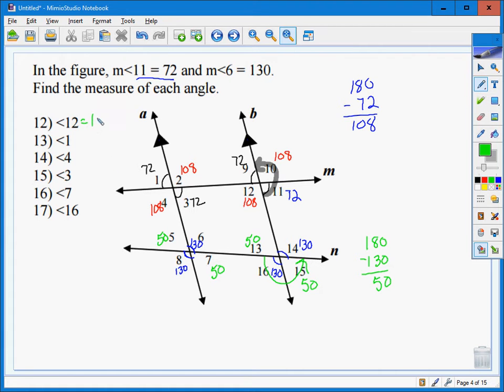Angle 12, 108. Angle 1, 72. Angle 4, 108. Angle 3, 72. Angle 7, 50. Angle 16, 130. Work the picture, answer the questions.